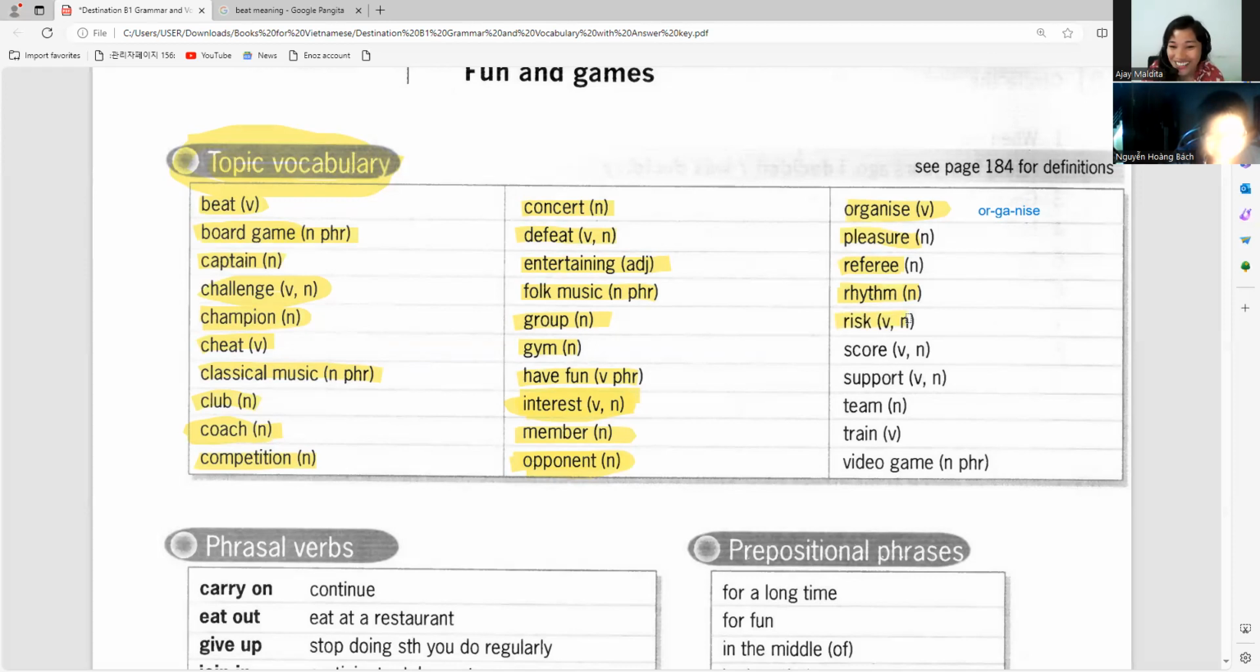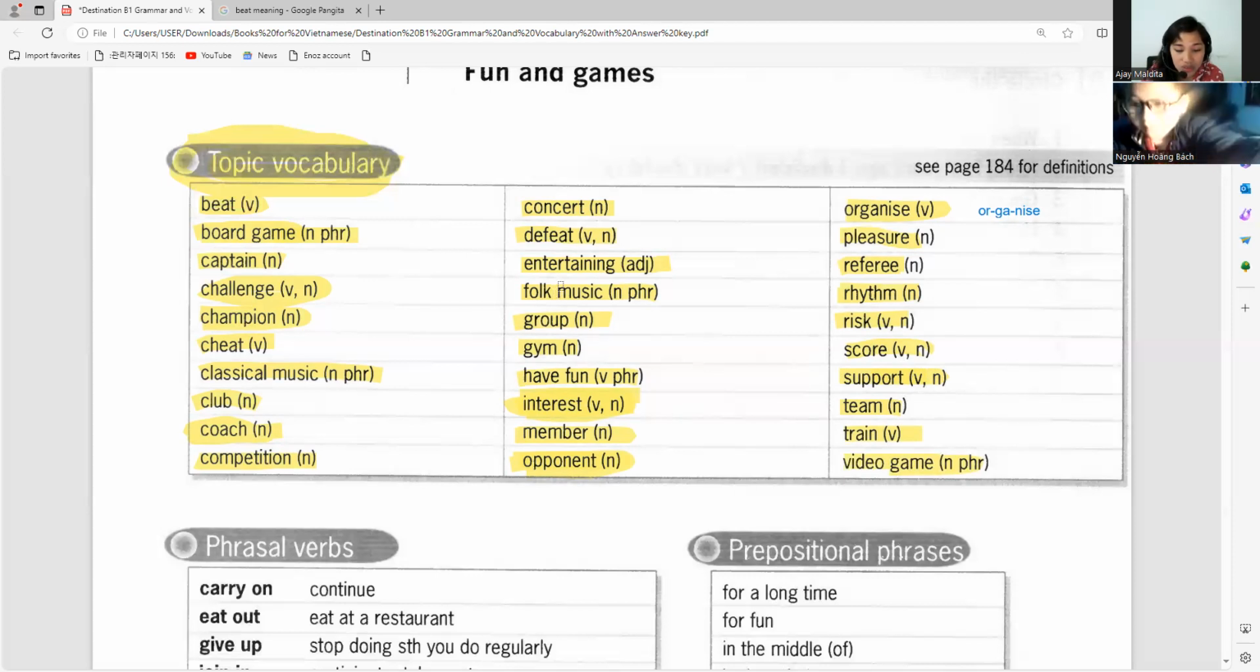Okay, next word is... Oh, someone is talking. I'm sorry for that. Someone is interrupting my class. Okay, next word is wrist. Wrist. Risky. Soccer. Score. Support. Team. Train. Video game. Yeah, video game.